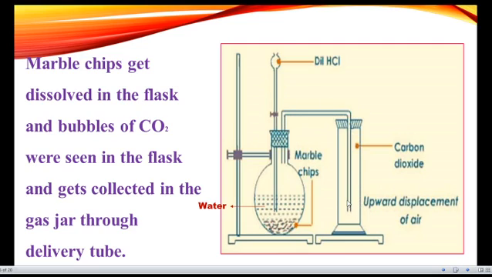It is collected by the upward displacement of air. That means carbon dioxide is heavier than air. Therefore, carbon dioxide displaces air, so carbon dioxide is collected by the upward displacement of air. So this is how carbon dioxide is prepared in the laboratory. Now let us watch the video to make it clear.